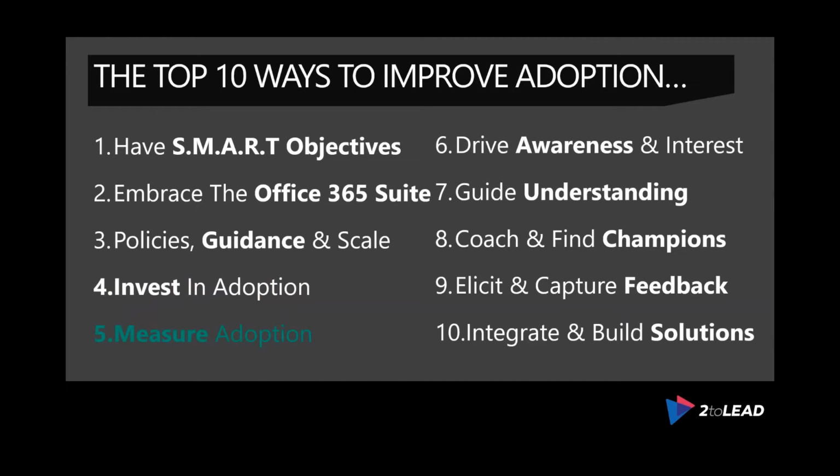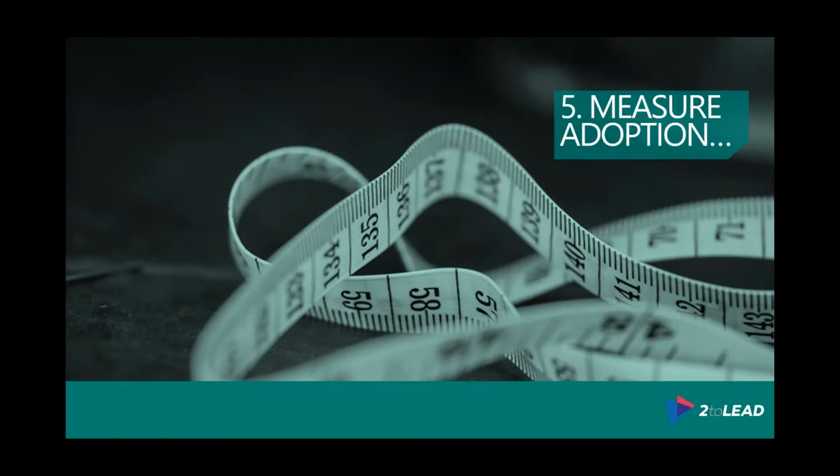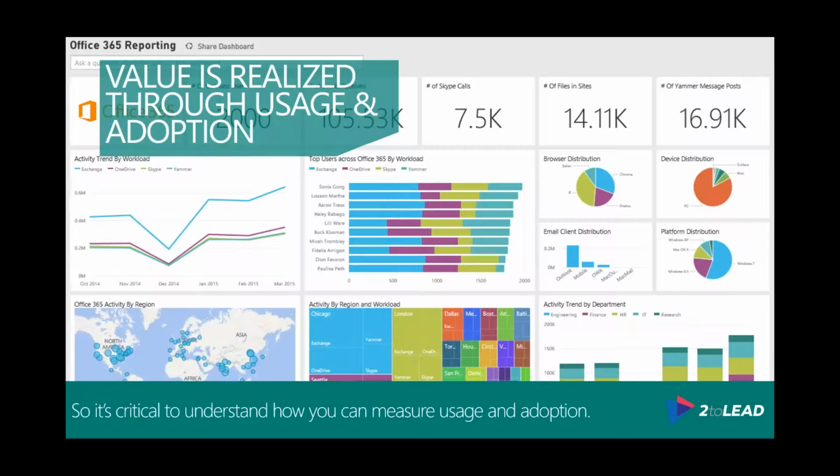Now, of course, measuring adoption is an obvious way to improve adoption because without measurement, it's hard to tell from a baseline perspective how much improvement we've seen. But let's talk a little bit about measurements. There's a whole section after this presentation on that, so I won't go too deep into this. Just recognize that if we can't see increased usage and increased adoption, then we're not recognizing the value of the licensing investment that you pay into Office 365, not to mention all the other effort in getting people into Office 365.